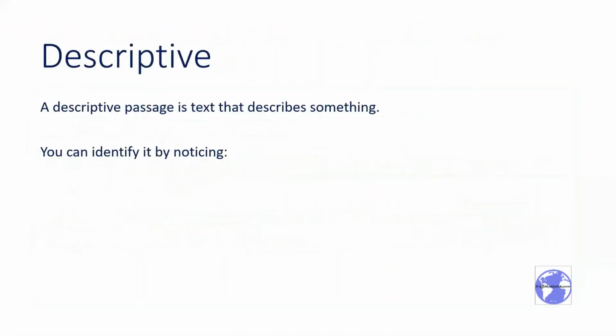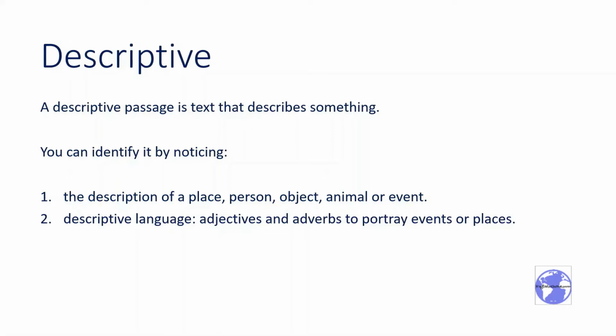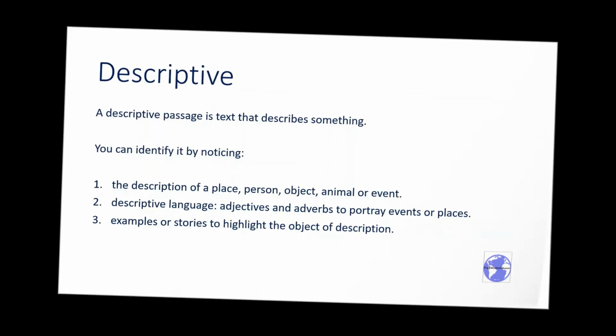A descriptive passage is quite different. It's a text that describes something. You will identify it by noticing the description of a place, person, object, animal, or event. A lot of descriptive language using adjectives and adverbs to portray events or places, and maybe examples or stories to highlight the object of description. So it's not an argument, it's more of a descriptive text.